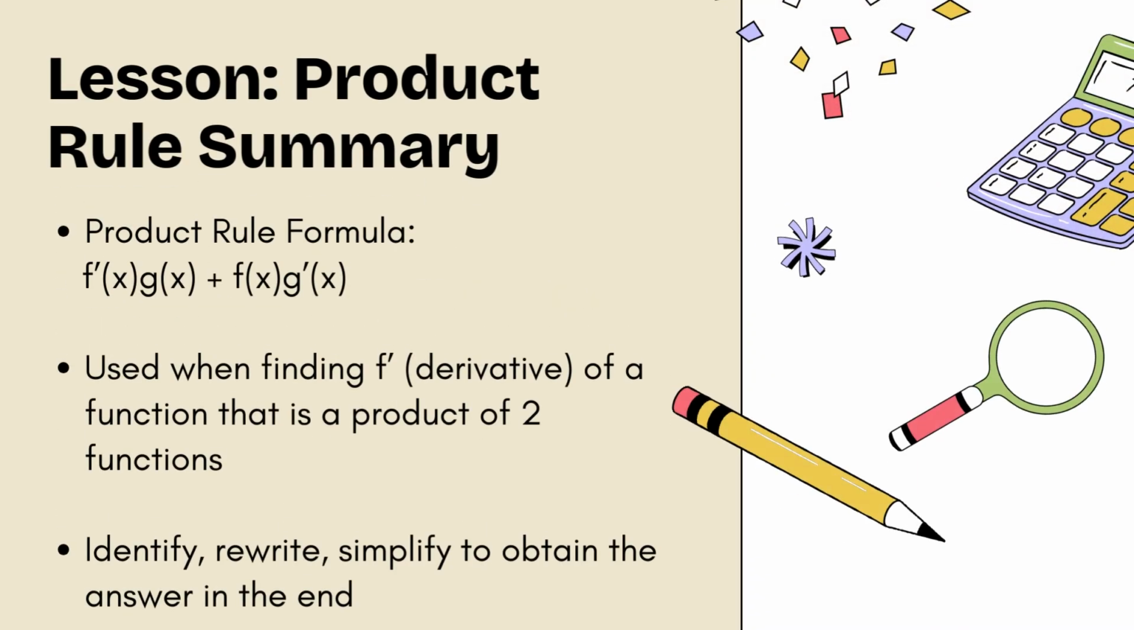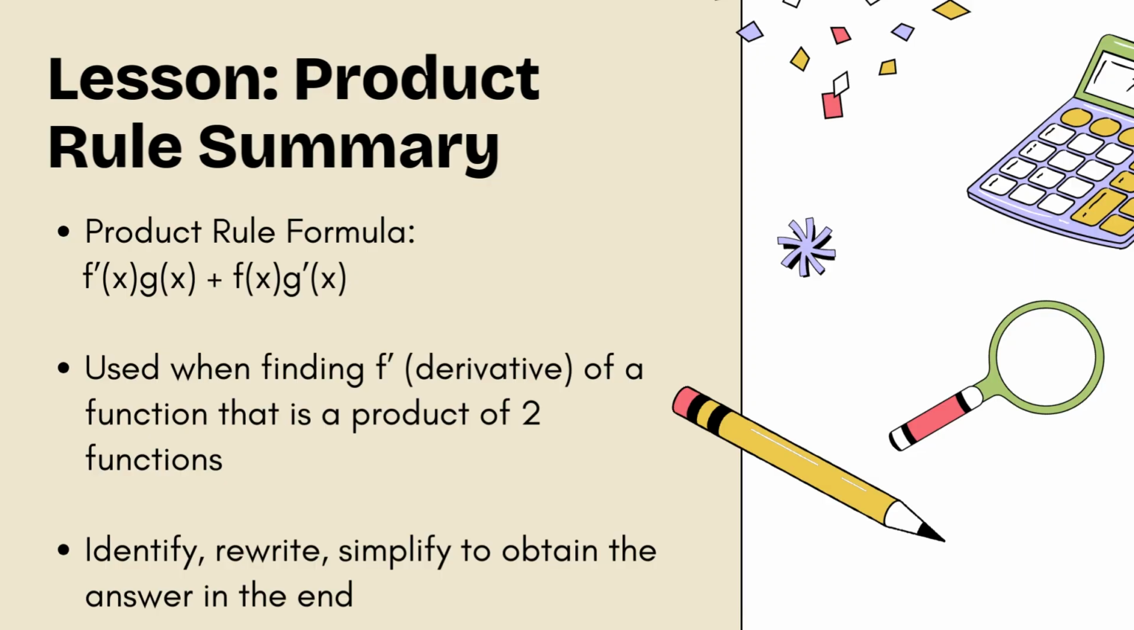So here is the lesson summary for today's video, the product rule. Firstly, I just want to remind everybody again, the product rule states that the derivative of a function that is the product of two functions is the derivative of the first function, so f prime of x, times the second function, or g of x, plus the first function itself, f of x, times the derivative of the second function, or g prime of x.